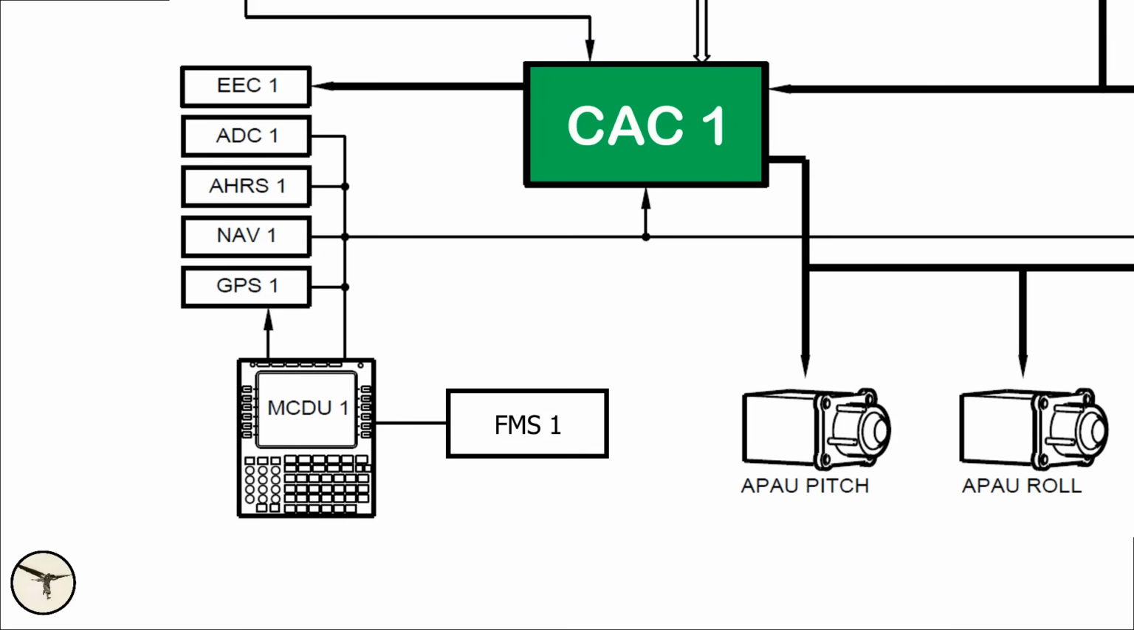The CICs receive information from two air data computers, ADC, two attitude and heading reference systems, AHRS, the radio altimeter, NAV 1 and 2, they receive VOR and ILS localizer, both flight management systems, FMS, and from some other aircraft systems.